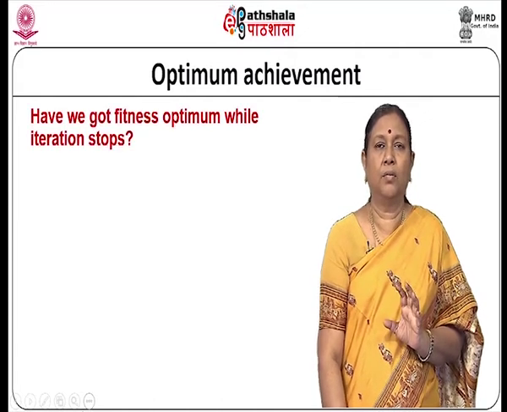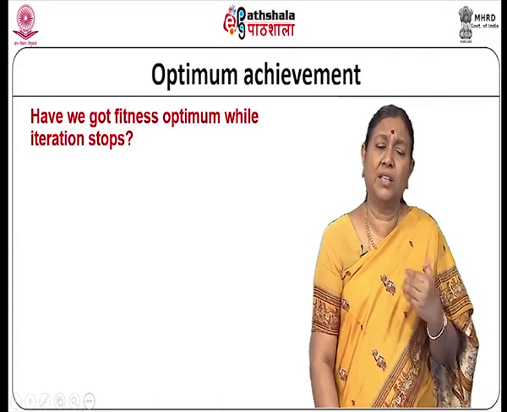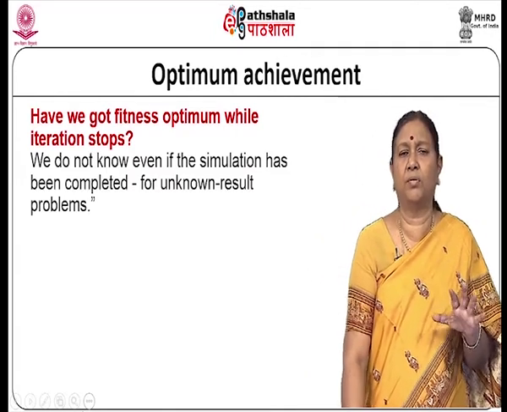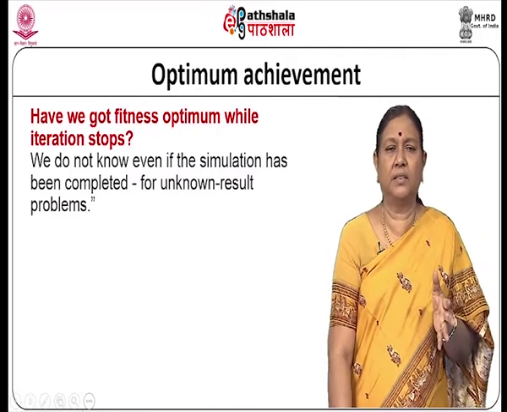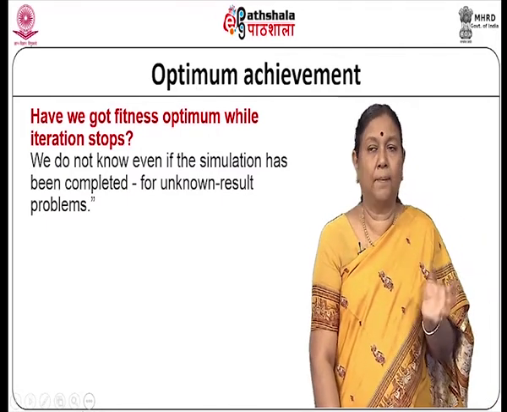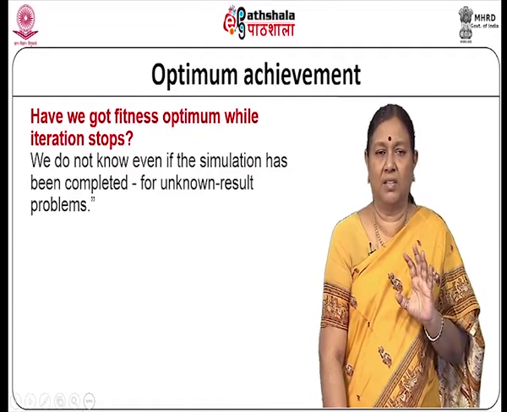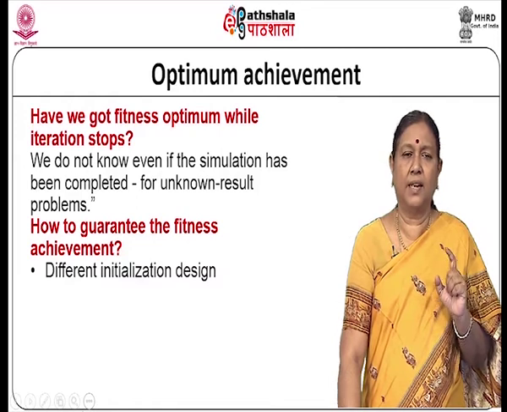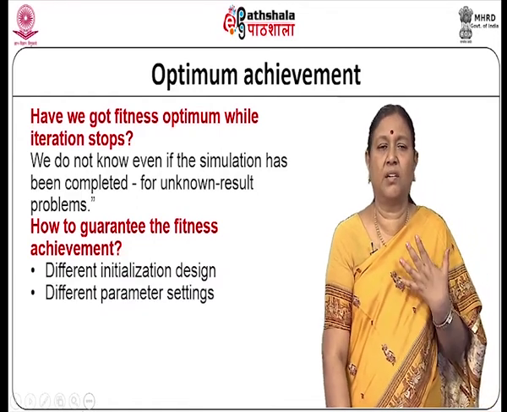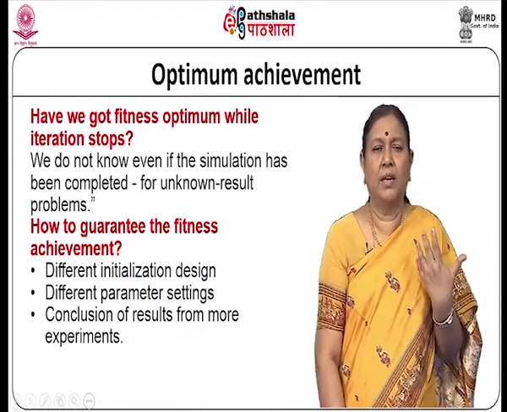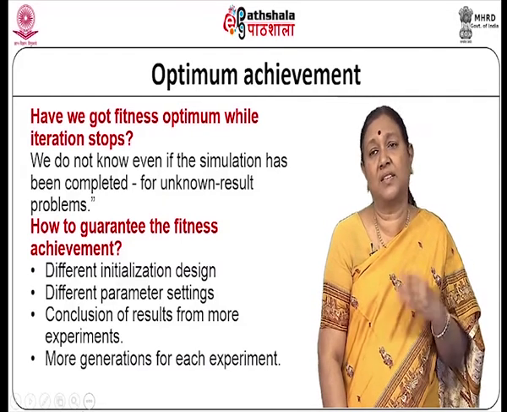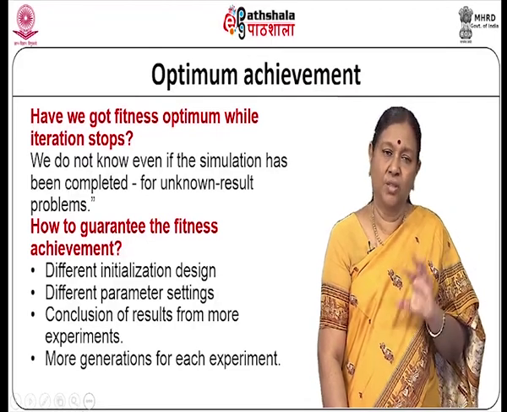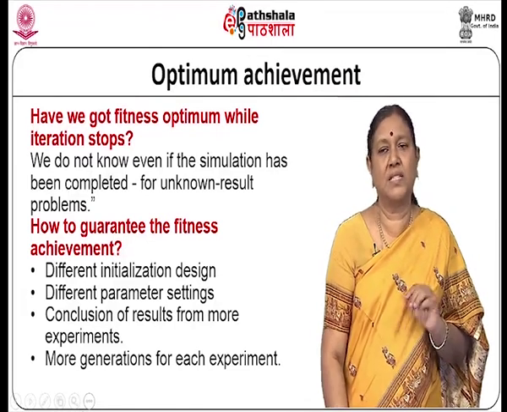Now, optimum achievement: have we got the fitness optimum when the iteration stops? Again we do not know the answer, even if the simulation has been completed, for unknown result problems. So, how do we guarantee the fitness achievement? You can try different initialization designs, different parameter settings, and different experiments, compare the results, and use more generations in each experiment. Try different methods and find which gives the best fitness.